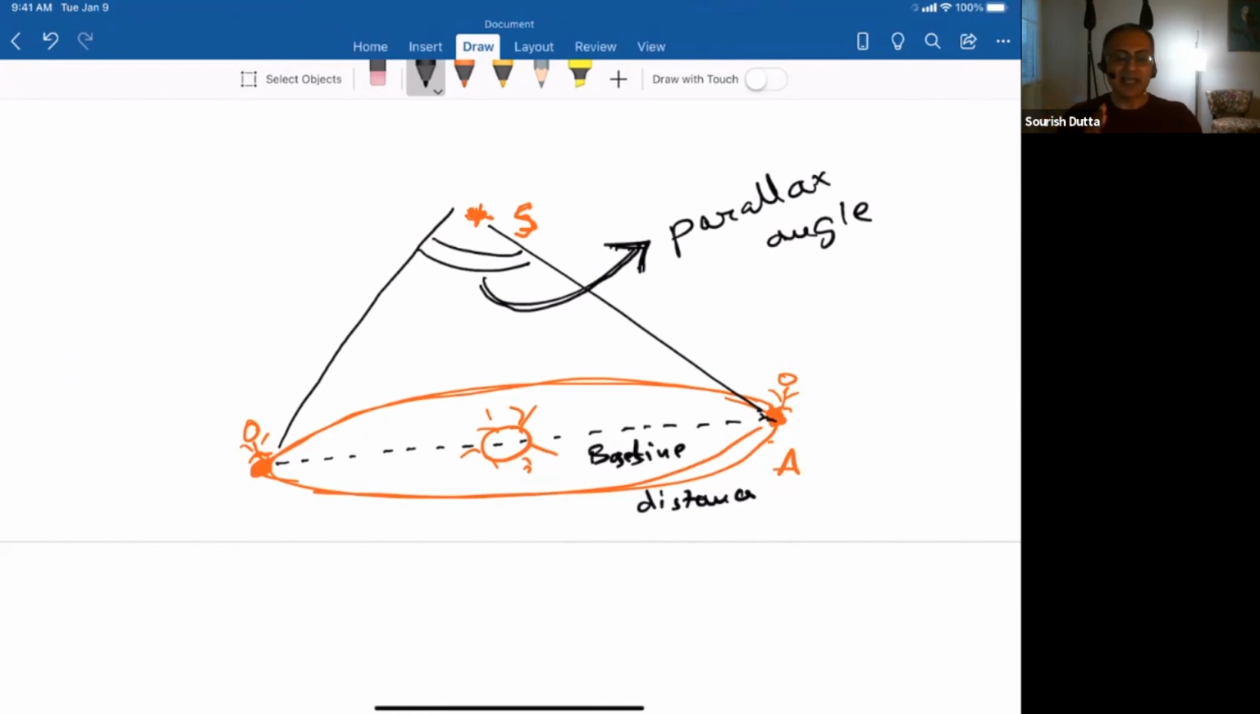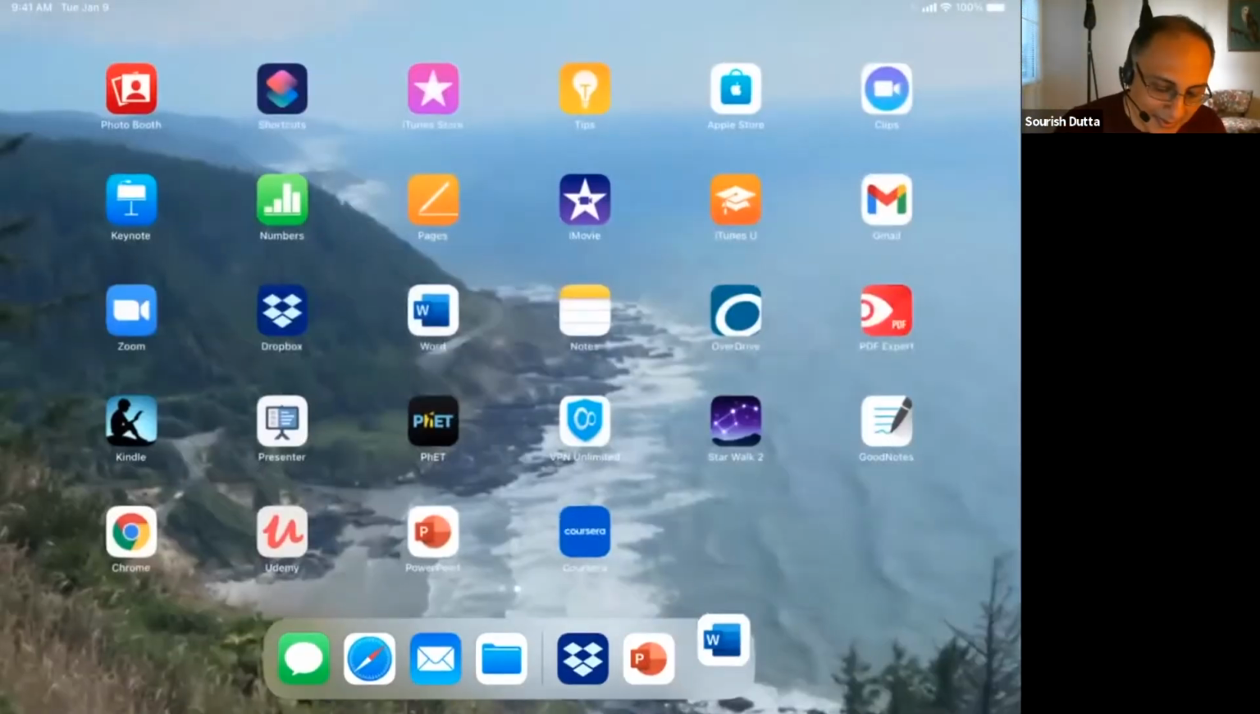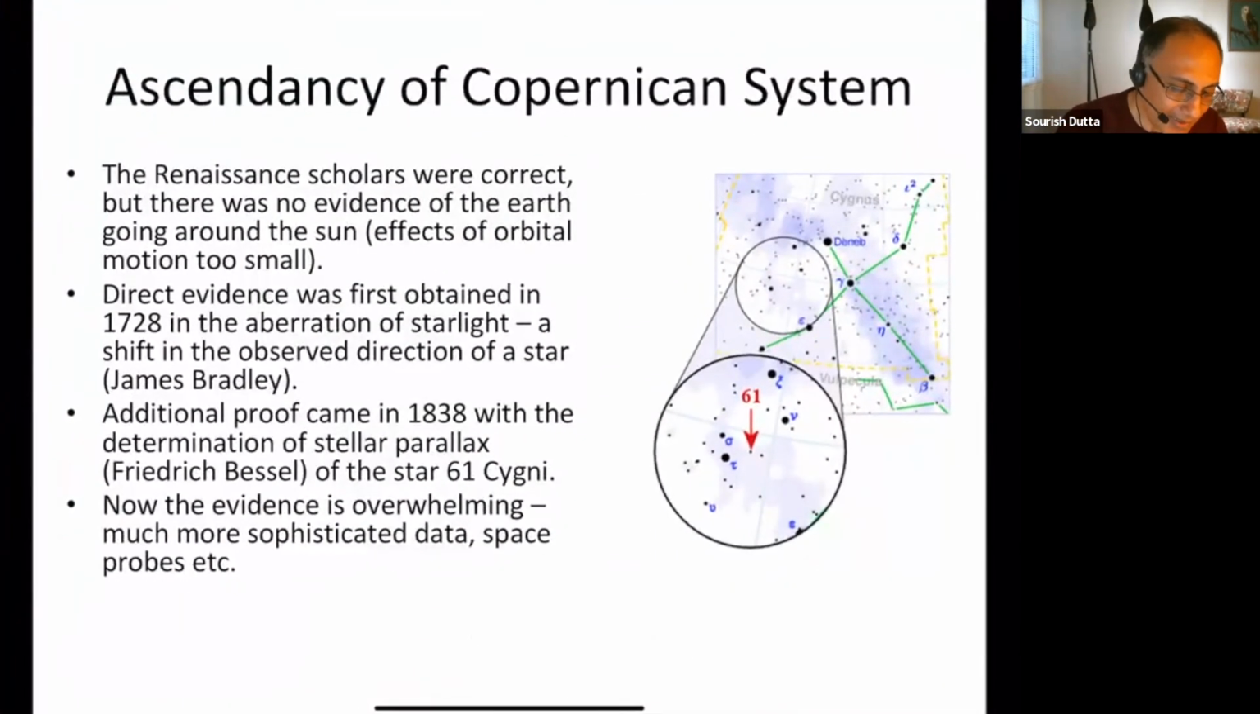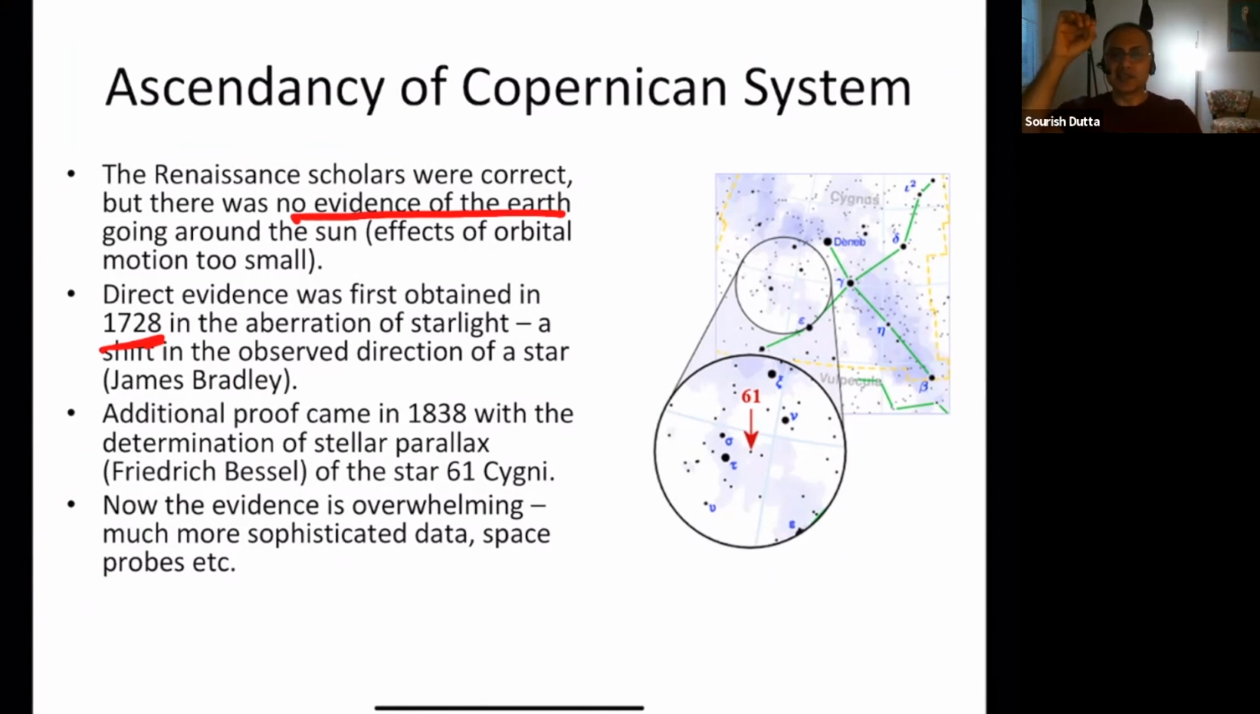And so that is why it was very difficult for people to accept that the Earth must be moving, because then the immediate next question is where is parallax? Some stars should show some parallax, but none of the stars had ever shown any parallax. So there was really no direct evidence that the Earth was going around the sun. The first direct evidence was obtained in 1728 when a person named James Bradley noticed that the positions of the stars do change a little bit at different times of the year.